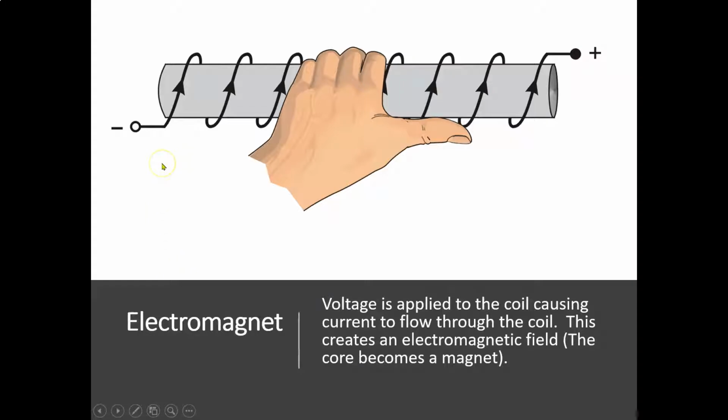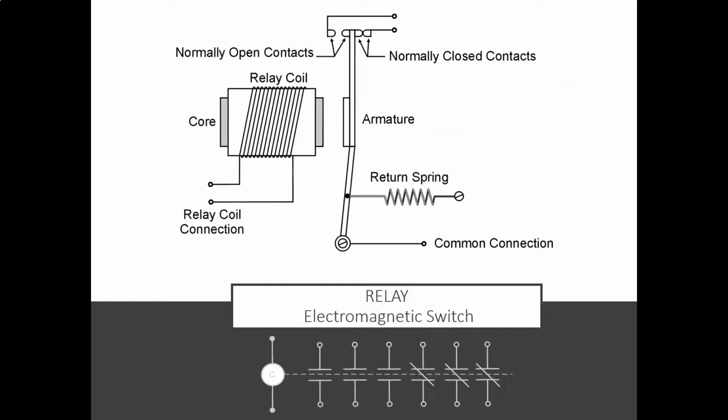It's a piece of wire that's wrapped around a core. It can be an air core, but most likely going to be a soft iron core, and it's a higher permeability, so it's going to allow that magnetic field to strengthen. Okay, so electromagnet definition here is a voltage applied to a coil, causing current to flow through the coil. This creates an electromagnetic field, and the core becomes a magnet, and that magnet is what is going to be moving your armature. Right? Okay, so here is your cross-sectional area of a relay.